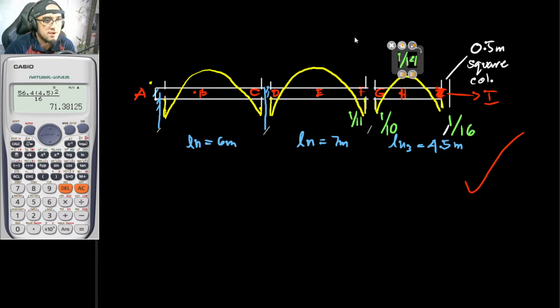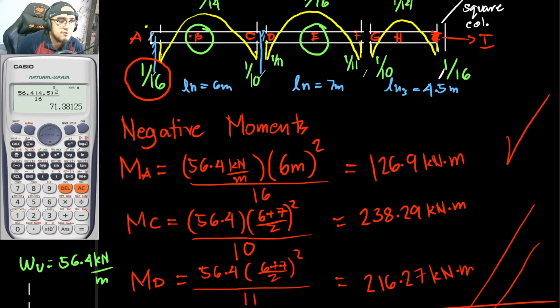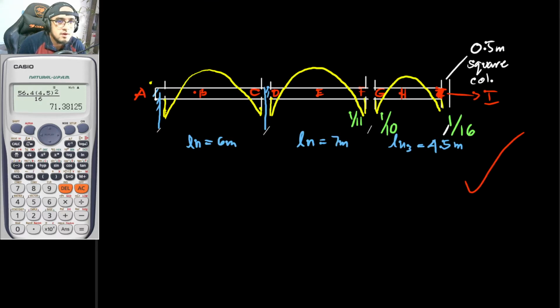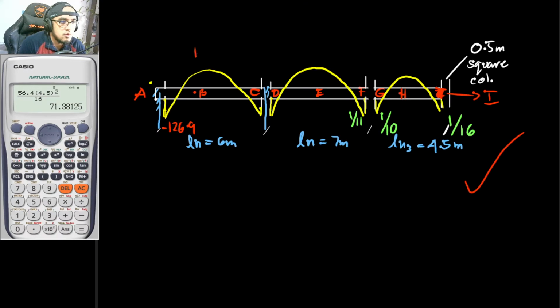Pero ang tagal. Pero ayan lang guys. So if you already have your negative moment MA, so what you will be doing is that you will be labeling this. So ito, negative 126.9. Then for your MB, positive 145.0286. So 145 point, nakalimutan ko na, and so on and so forth. Basta ilalagay na lang dito yung mga nasolve mong mga moments. Okay, so those are to be for your positive and your negative moments.